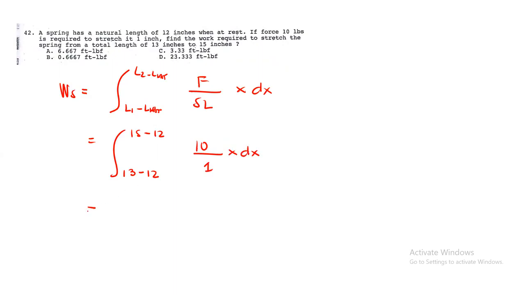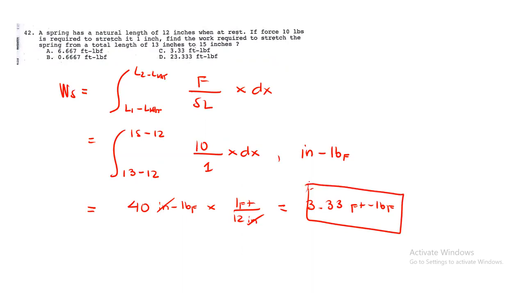So, when we integrate that, the unit that comes out is inch-pounds, inch-pounds of force. The result is 40 inch-pounds of force times 1 foot per 12 inches. So, let's convert into feet. That gives 3.33 foot-pounds of force. So, that is the answer, C. So, next, 43.